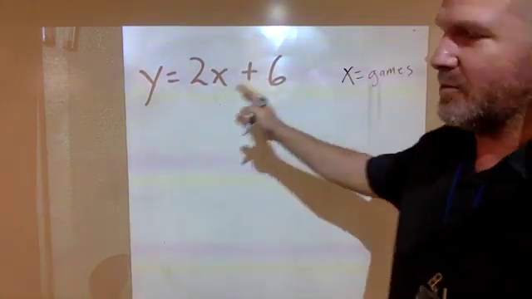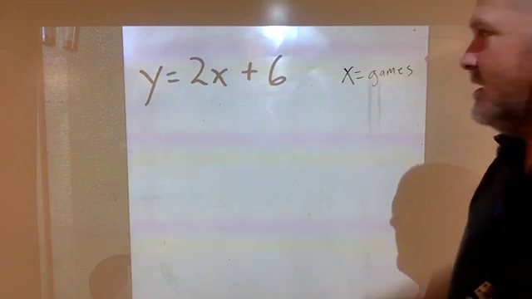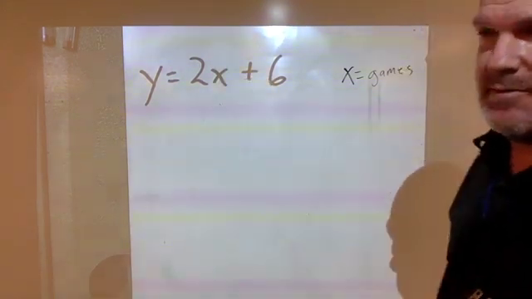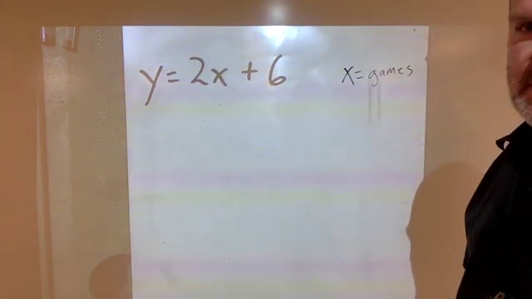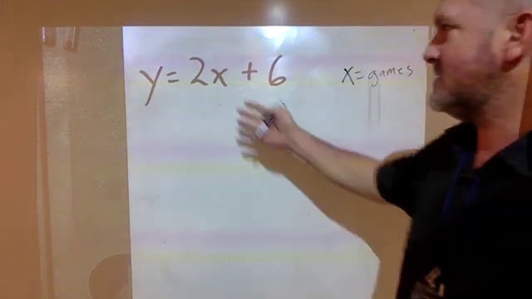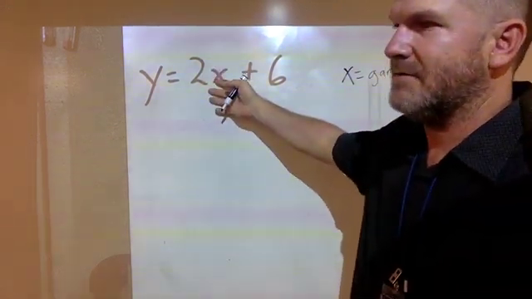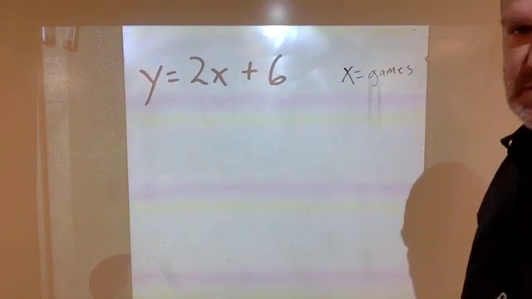So this equation would represent how much money you spent that night. All you'd have to do is plug in the amount of games you played, and you could figure it out. If you played 5 games, that's $10 on games, 2 times 5, plus the 6 to get in, you spent $16.